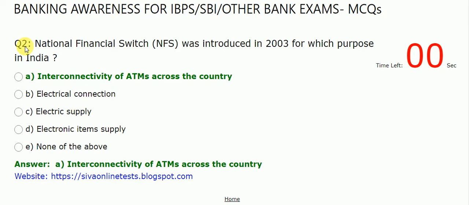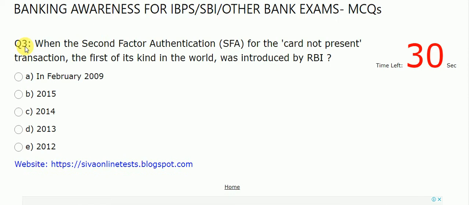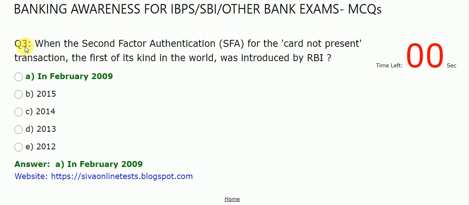Question 3. When was the second factor authentication, SFA, for card not present transactions, the first of its kind in the world, introduced by RBI? Options. A. In February 2009. B. 2015. C. 2014. D. 2013. E. 2012. Answer. A. In February 2009.